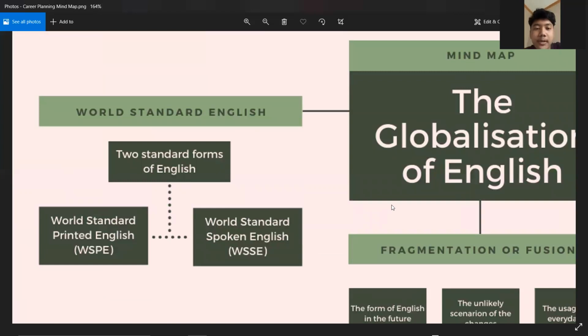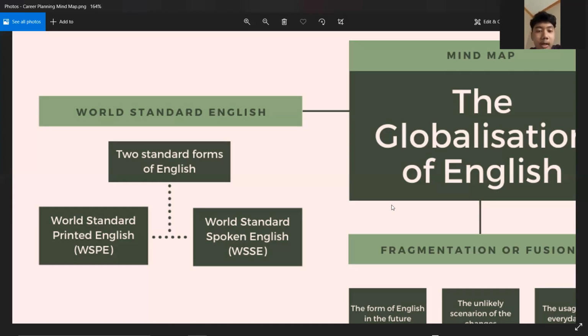So I will explain to you the next one, the world standard English. So according to Crystal, there are two standard forms of English. The first one is world standard printed English, or WSPE, and the second one is world standard spoken English, or WSSE.